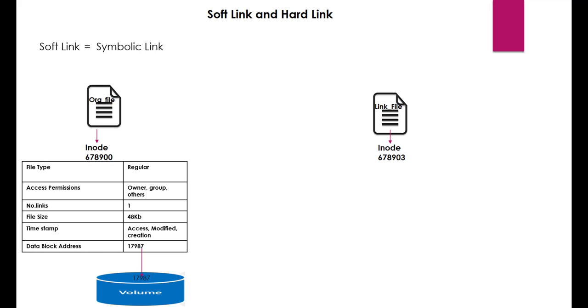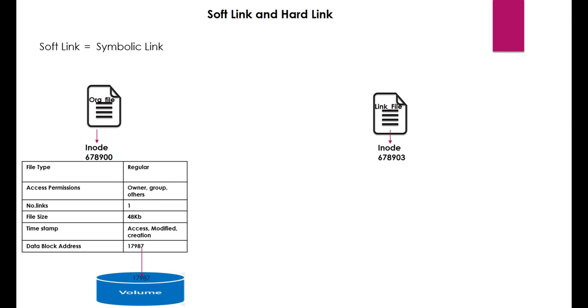Next, we will look at what a link is and what the different types of links are. A link is a pointer to a file or directory, or you can say a shortcut to a file or directory. There are two kinds of links. One is a soft link, the other is a hard link. A soft link is also known as a symbolic link. In a symbolic link, you will have two files: one is the original file and the other is a link file.